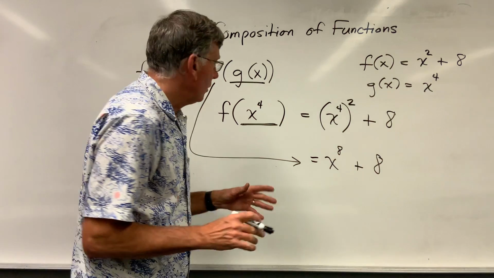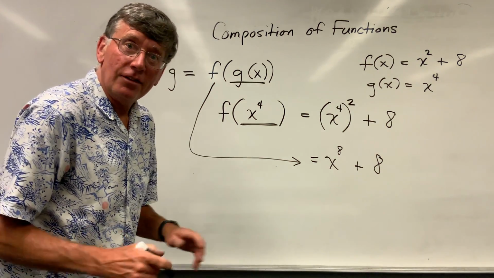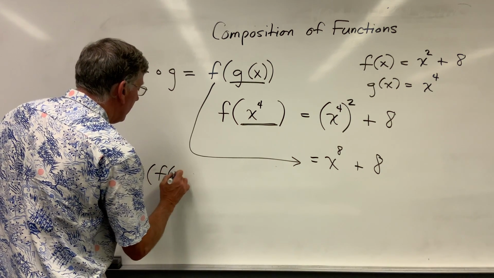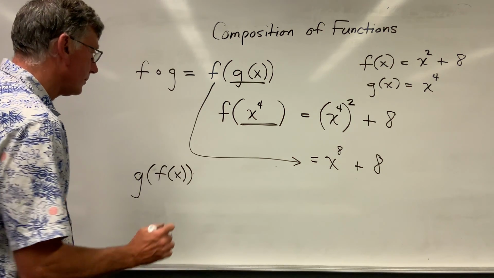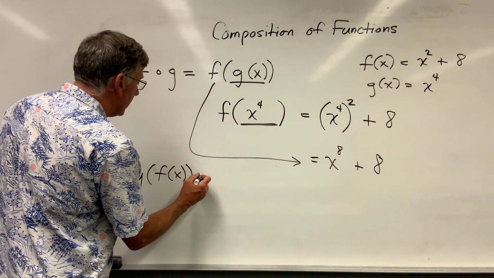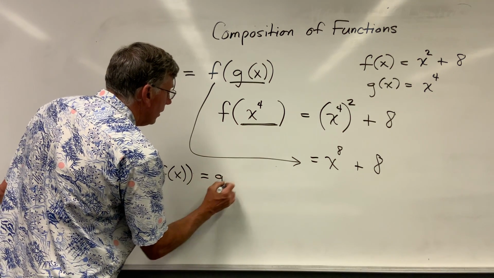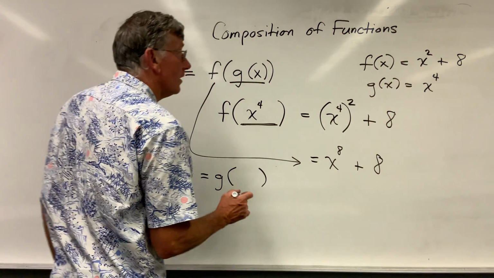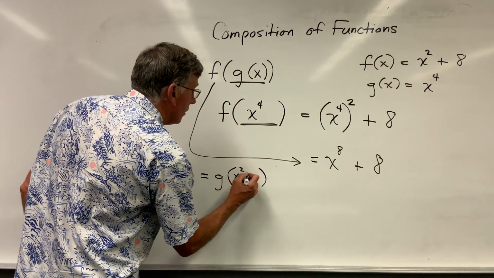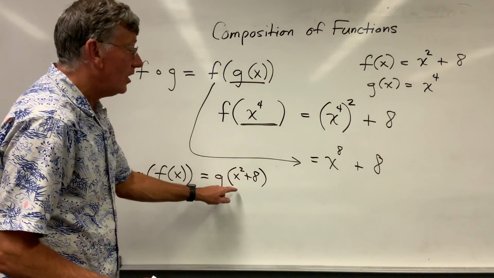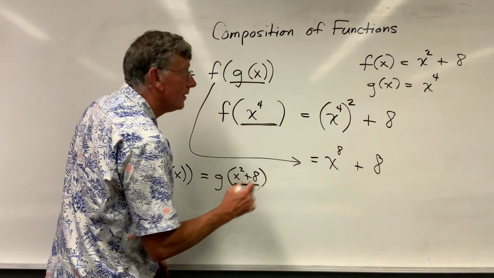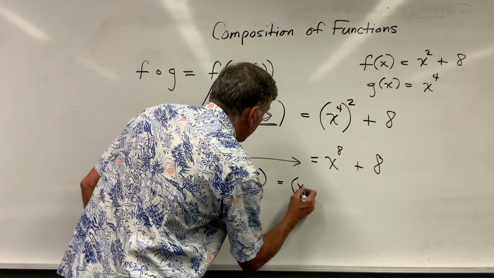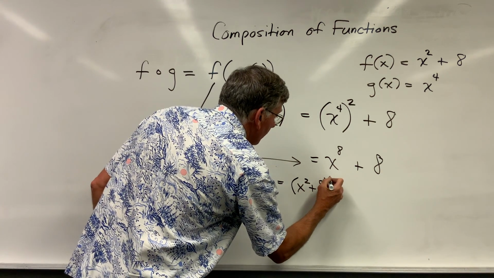I want to show you something though. G of f of x is not the same. Let's suppose I want to do g of f of x. That is going to be g of, and in this slot here, I want to put f of x. Well, f of x is x squared plus 8. G says to take whatever is in this slot and take it to the 4th power. So this is going to be x squared plus 8 to the 4th power.